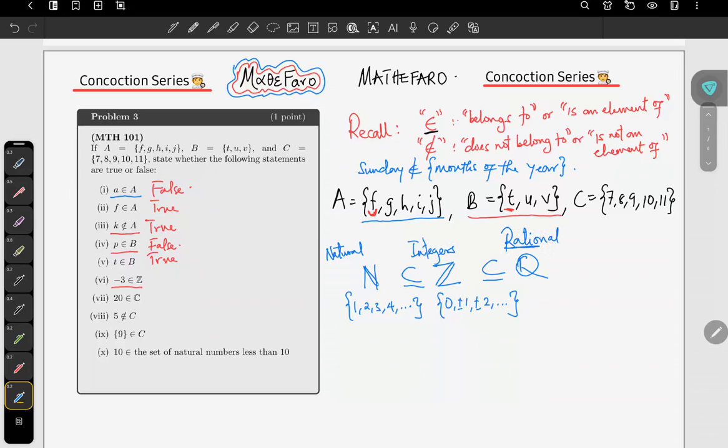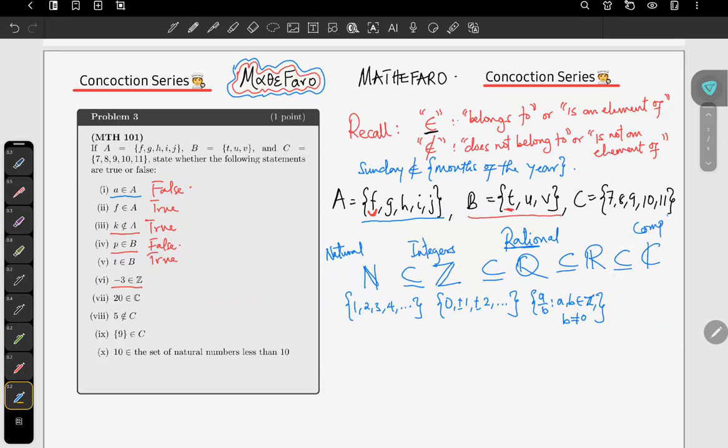These are numbers that can be written as a ratio of two integers. So we have a over b such that a and b are both integers and b is not equal to 0. Before we have the set of the real numbers, and finally the set of the complex numbers.